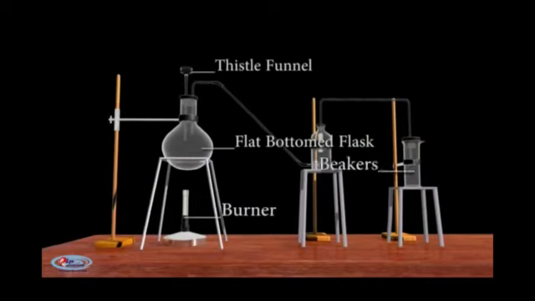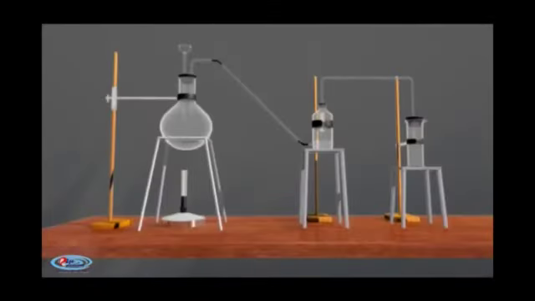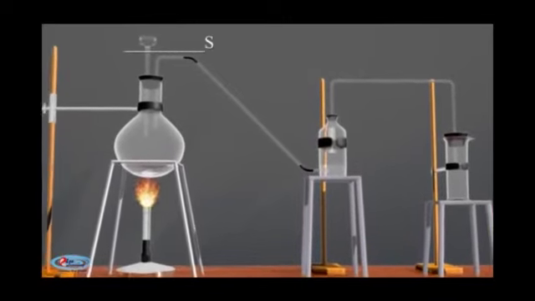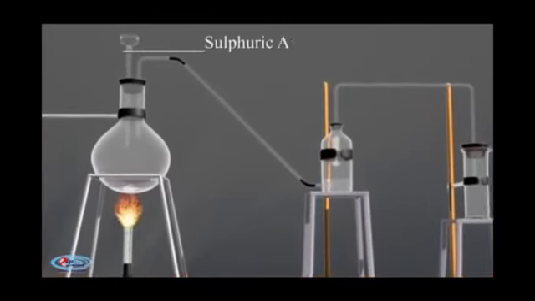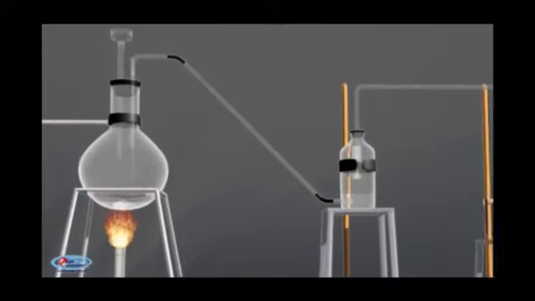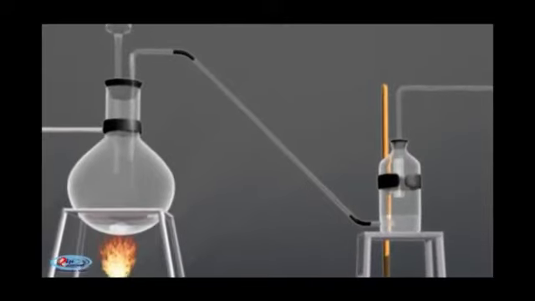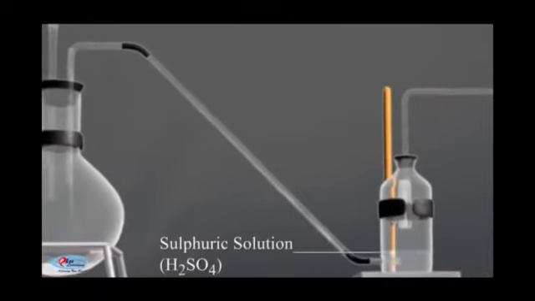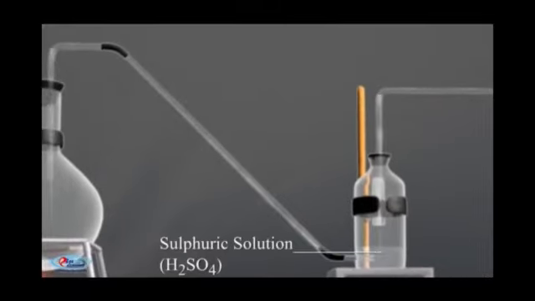Now, let us see the procedure. Set up the apparatus shown in the animation. Place a common salt, like sodium chloride, in the flat bottom flask. And pour concentrated sulfuric acid through the thistle funnel. A rapid evolution of gas occurs and when the mixture in the flask is gently heated, HCl gas is evolved. This HCl gas is again passed through sulfuric acid solution for drying.